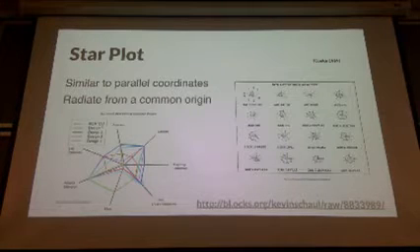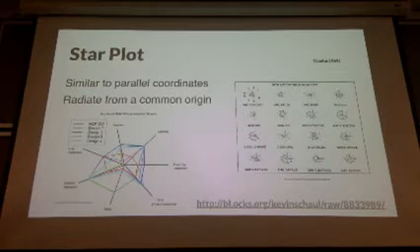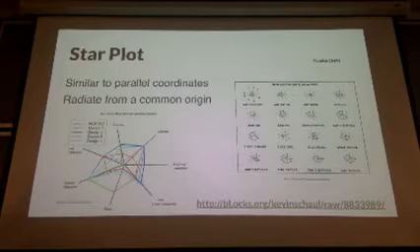A close cousin of the parallel coordinates plot is the star plot. Here, the axes are arranged, instead of parallel, so that they originate from a central origin. And so, what would be advantages and disadvantages of this technique?